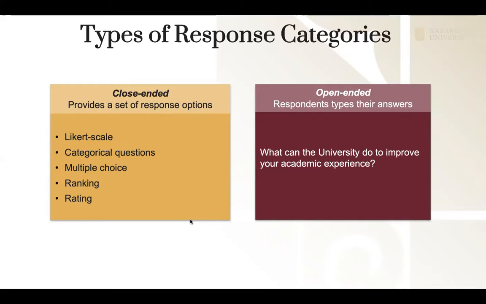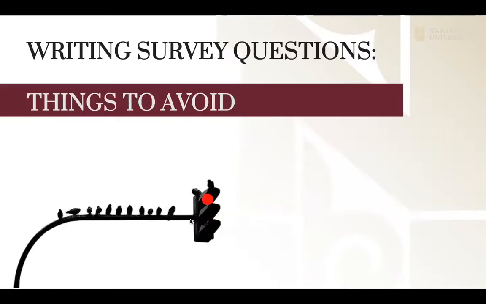Whereas open-ended questions usually ask the respondent about a certain topic. For example, what can the university do to improve your academic experience? We will talk a little bit more about examples of these closed-ended and open-ended questions further in this presentation today. So now we are moving to the more practical part of the presentation. When writing good survey questions, what are the things to avoid?